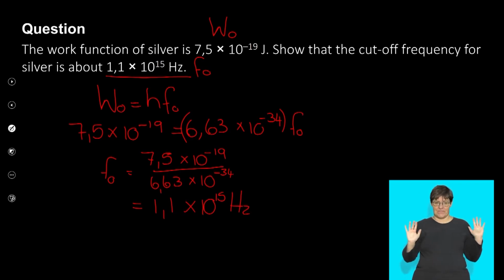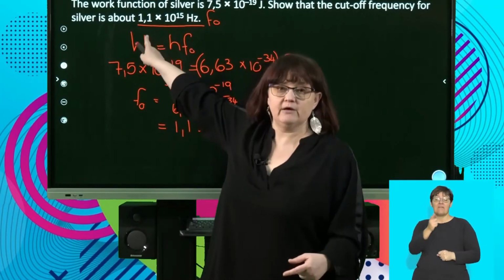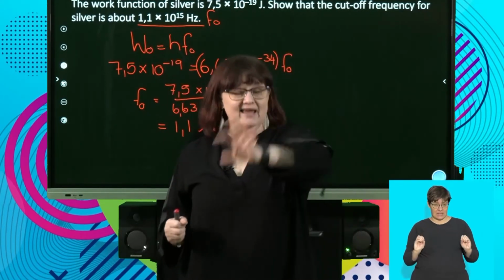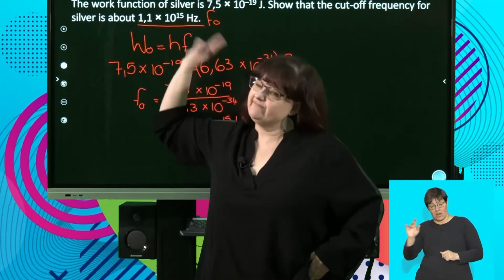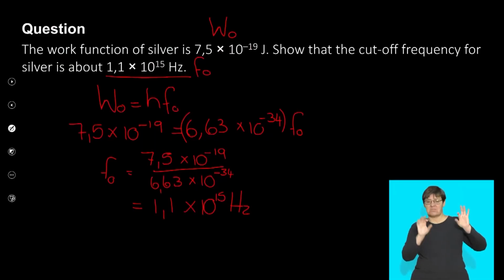If I'd been asked to work out the threshold frequency as a calculation and they didn't tell us what to compare it to, I would use the extra decimal place. But because of the way the question's asked, we're happy with it like that.